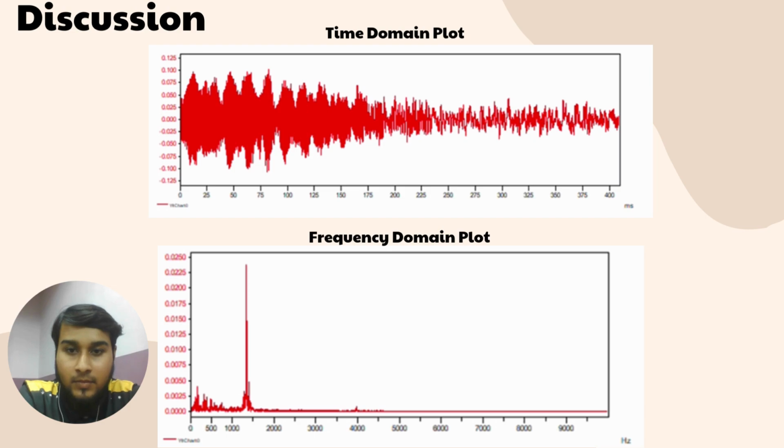So for discussion, I will discuss two graphs which we got from DaisyLab software, which are the time domain plot and the frequency domain plot. For the time domain plot, we got the highest and lowest values, which are 0.12 and minus 0.1. Whereas for the frequency domain plot, we got the highest frequency at 1400. So that's all from discussion.